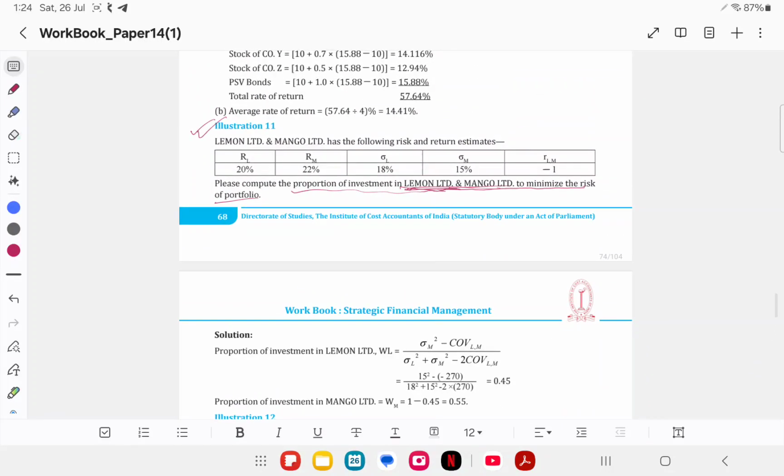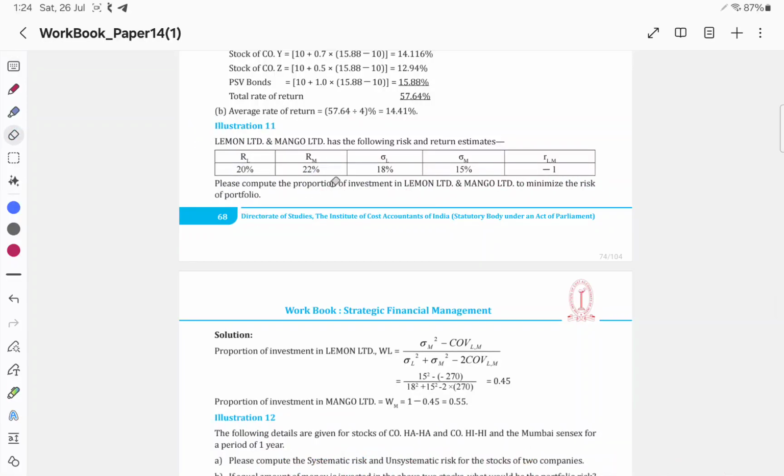We can do question number 11. So here what we have to do is calculate how to minimize the risk. For calculating the minimum risk portfolio, there's a formula, that is basically the variance of... Lemon and Mango Limited have the following risk and return. Please compute the proportion of investment in Lemon Limited and Mango Limited.